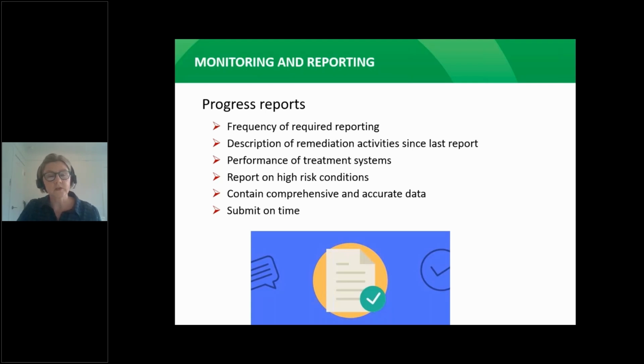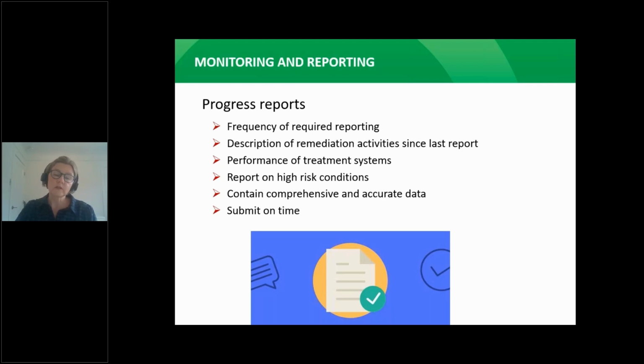The progress report should include a clear description of remediation activities taking place since the last reporting period, including performance of any treatment systems on the site. Reporting is generally tied to the media and substances which resulted in the high-risk conditions. But note that in certain circumstances, if you're using risk assessment, you may have to report on all risks that have been identified.